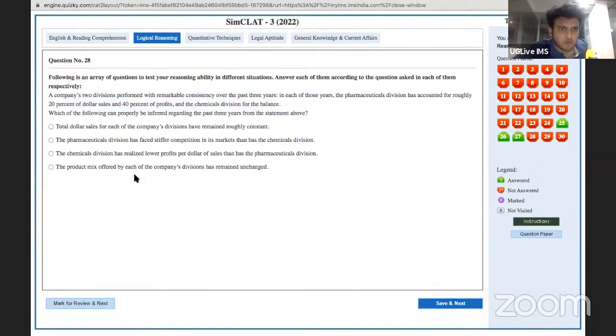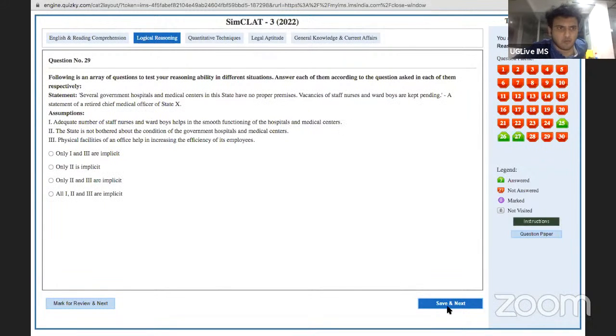So let's move ahead. Companies to division. भाई अभी मैथ तो नहीं कर रहा हूँ.